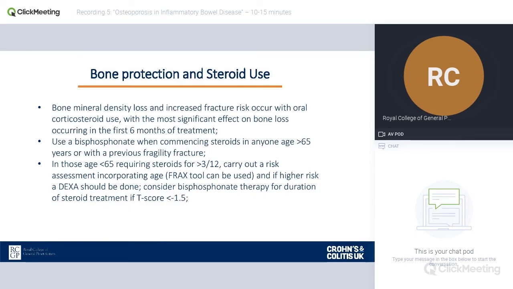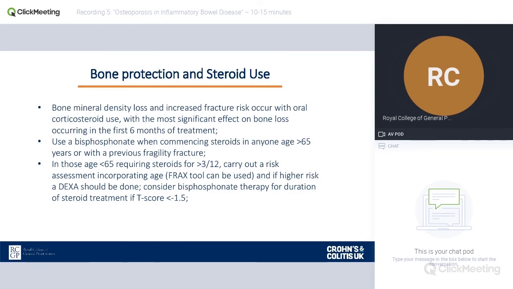Generally, the recommendation is that we use bisphosphonates when commencing steroids in anyone over the age of 65 or if they've had a previous fragility fracture. In those that are younger, or in patients that are requiring steroids for a longer period of time, we can carry out a risk assessment incorporating age. This would probably recommend that you use a FRAX tool, which is an online interactive tool that uses 10 different risk factors to calculate a patient's 10-year risk of a significant osteoporotic fracture.